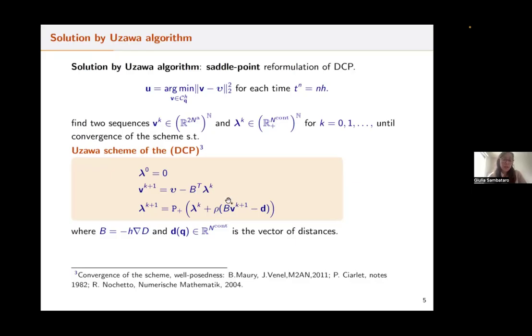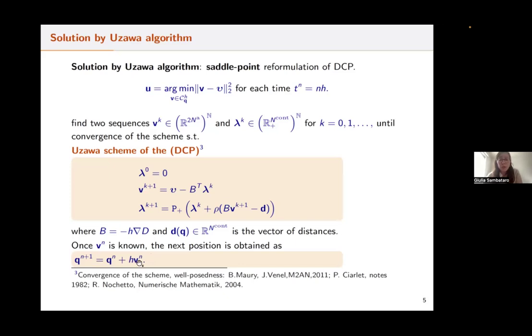And this B is the constraint matrix, and rho is just a constant, a user-defined parameter representing the speed of update of the Lagrange multipliers. And once we found velocities and Lagrange multipliers, then the next position is obtained in the following way.